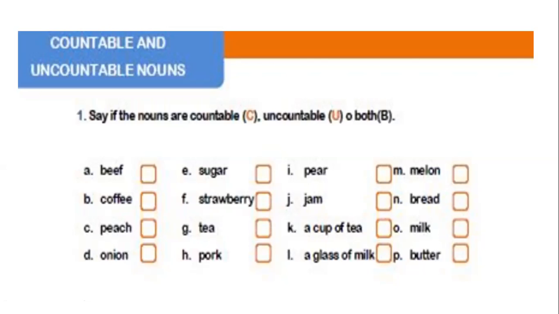Okay, a glass of milk. Countable. Ahí sí ya lo estoy midiendo en vasos, ¿verdad? One glass of milk, two glasses of milk, three glasses of milk. Okay, melon. Countable. One melon, two melons, three melons. Okay, bread. What about bread?